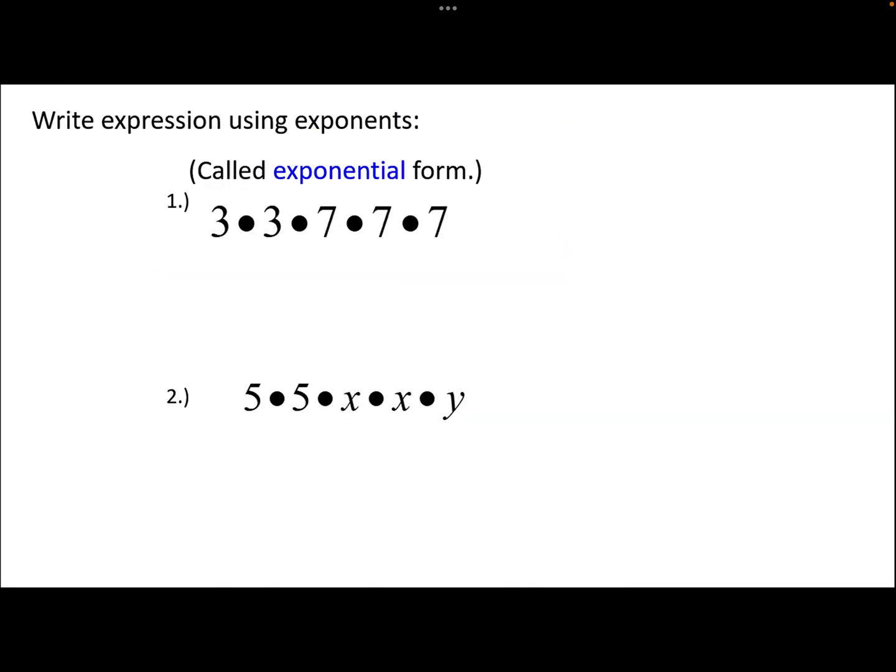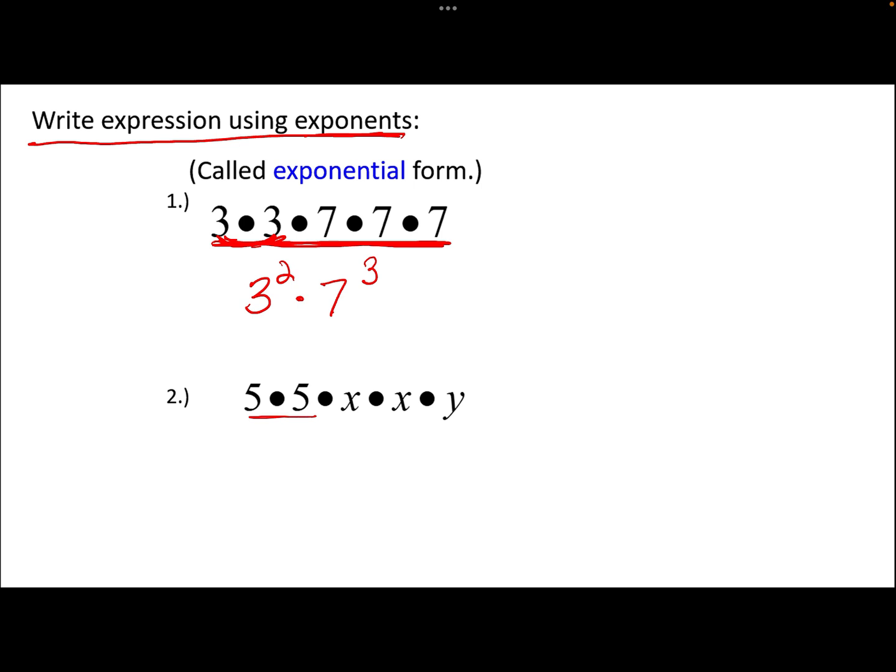Okay, so write the expression using exponents. So we have a product of factors here that we are going to turn into an exponent or into a power. Now, on your paper, you should be writing example 1. Write the directions, write out the problem, and then you're going to write your answer underneath it. So we have 2 powers, so that's 3 to the 2nd, times 7 to the 3rd power.